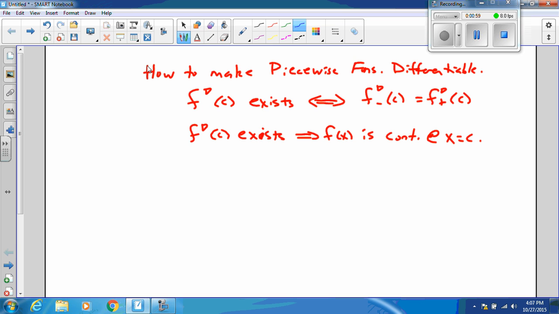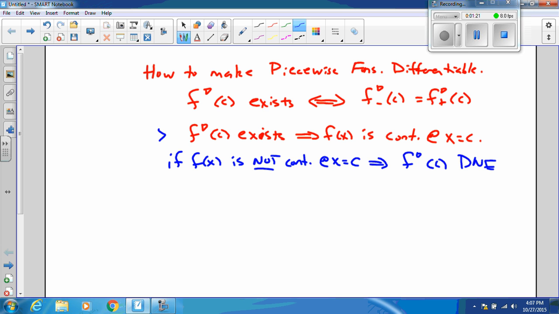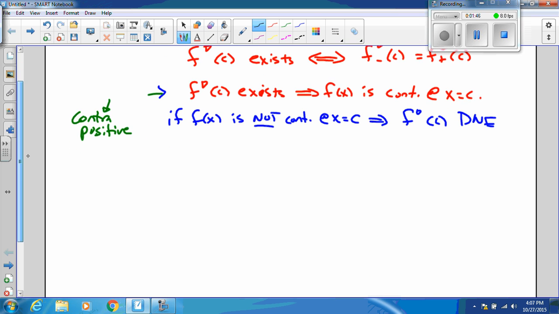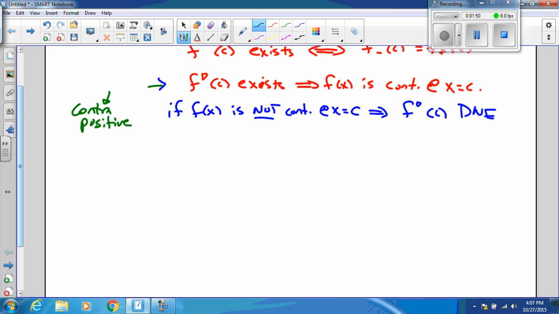Now you probably remember from geometry that the contrapositive of this statement is that if f of x is not continuous at x equals c, then it is impossible for f prime at c to exist, because if it did, then f would be continuous, and it's not. This is, you may recall, the contrapositive of our conditional statement. And if the conditional is true, which in this case it is, then the contrapositive is automatically true as well. So what this does for us is it allows us to actually put two different conditions on our function so that it may have a derivative.